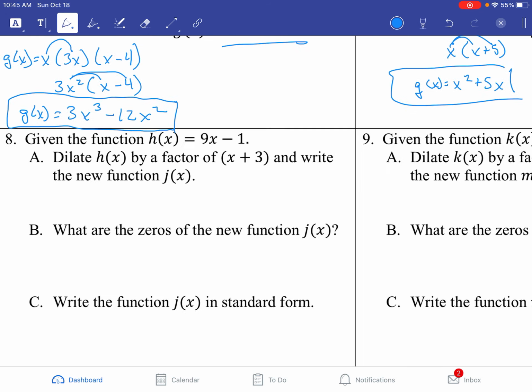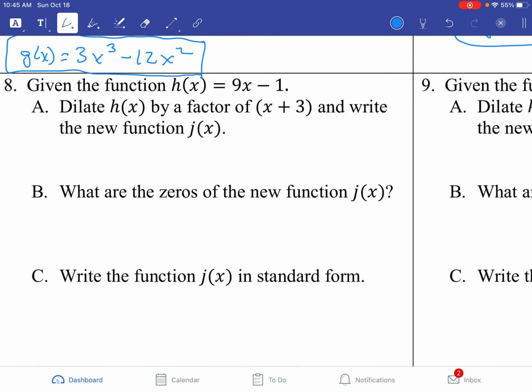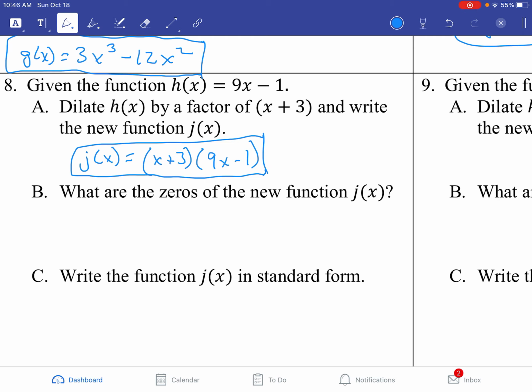Number 8. We have the function h of x equals 9x minus 1. We're going to dilate it by a factor of x plus 3. So we have j of x equals our scale factor of x plus 3. We're going to leave this in parentheses and multiply it by our original function, 9x minus 1. That's all you have to do. You have now made a new function called j of x. There's no need to multiply it again unless it asks you to.